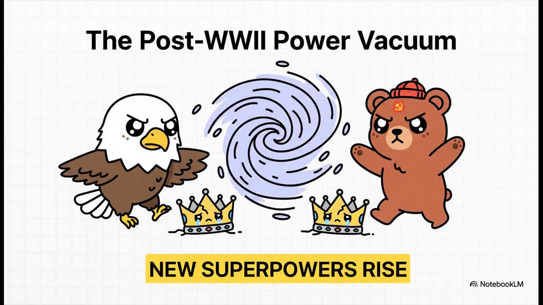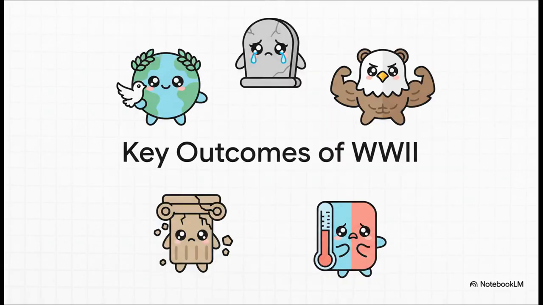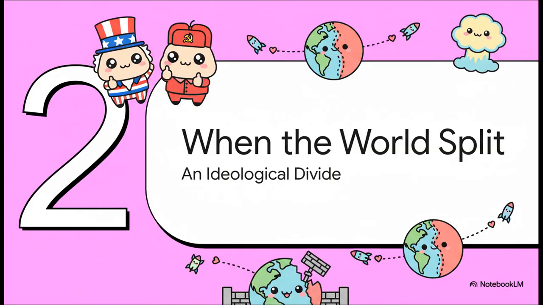Think about it. After years of brutal fighting, the old European empires, Britain, France, Germany, they were basically in ruins. This left a giant power vacuum. And into that empty space stepped two very, very different nations, both ready to take over the world stage. So, the end of the war wasn't just about peace treaties and rebuilding, it was a complete reset. It reshaped the entire planet and, believe it or not, created the perfect storm for a brand new kind of global showdown.